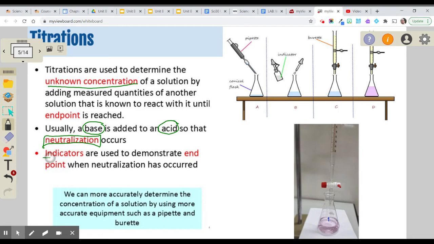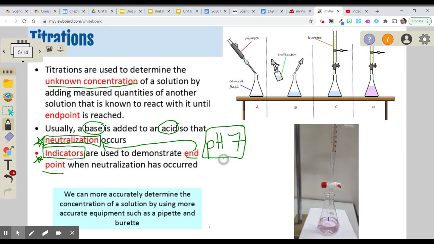We also use something called an indicator, which we have learned about before, to show us when we've hit that endpoint, basically to show us when neutralization occurs, right? That's our endpoint. When the base and the acid molecules are equal to each other, we have neutralization, and we want to choose an indicator that is going to change at that pH. So what pH would that be? Well, neutralization is a pH of 7. So we want to find and use indicators that are going to change at a pH of 7.